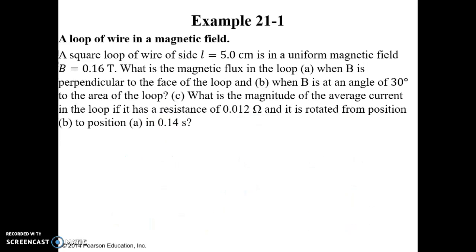So in this example, we have a square loop of wire with side L, 5 centimeters, in a uniform magnetic field, 0.16 Tesla. What is the magnetic flux in the loop when B is perpendicular, or when B is at a 30-degree angle to the area of the loop? And then what is the magnitude of the average current in the loop if it has a resistance of 0.0012 ohms, and if it rotates from positions B to A in 0.14 seconds?